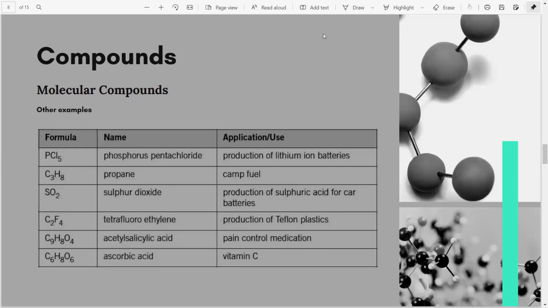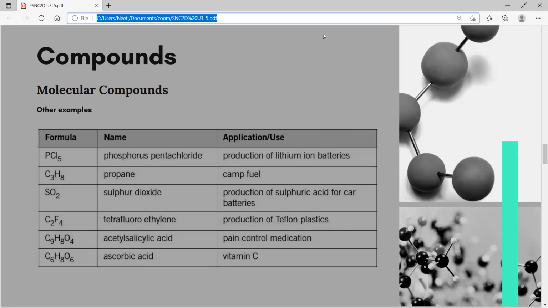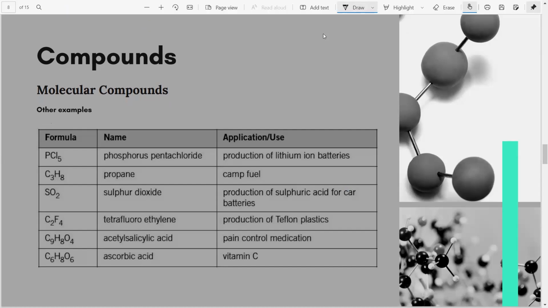So here are some other examples of molecular compounds, compounds made through covalent bonds between nonmetals and nonmetals. Here we have PCl5. The name of this would be phosphorus pentachloride. The penta comes from the fact that there are 5 chlorines. As we'll see, naming with molecular compounds is a little bit different than with ionic compounds. And with a lot of molecular compounds, they have more common names that they're referred to rather than the technical names. Phosphorus pentachloride is a compound which is used in the production of lithium-ion batteries.